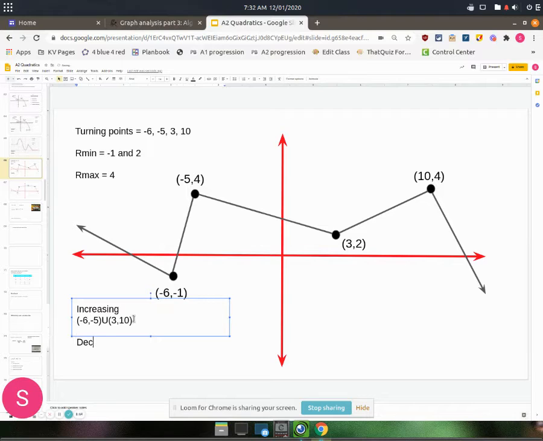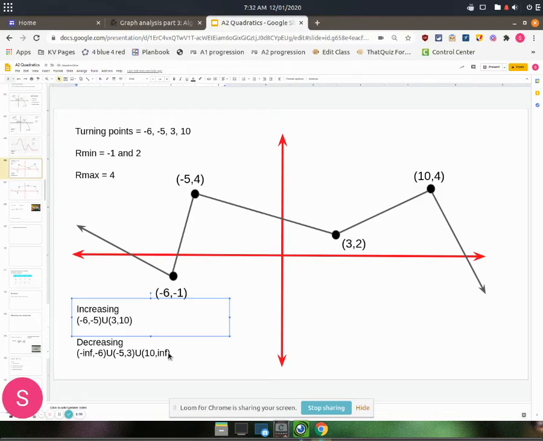And decreasing. It's decreasing from -infinity until it gets to -6. All right, so from way out there until it gets to this x value. It's also decreasing from -5 to 3, right there. And it's also decreasing from 10 to infinity. All right, even though it's going downwards, we don't say -infinity. So from 10 to infinity, it's also decreasing.